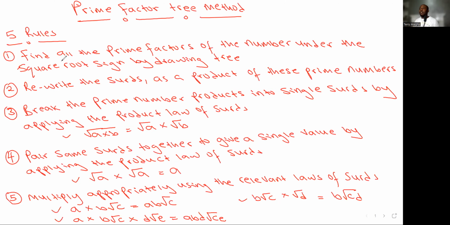700 and what? 20. So we assume we have 720, and we're told to solve this now. So the first thing you do, step 1, okay? We're told that you have to find all the prime factors of the number under the square root sign by drawing the 3, right? So let's go.